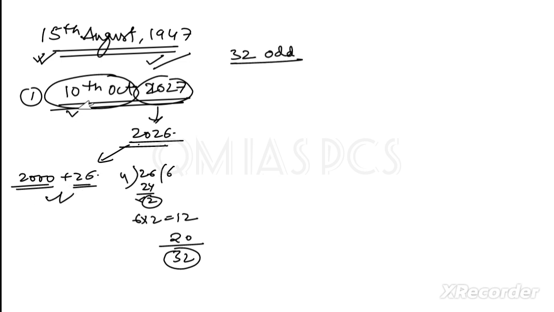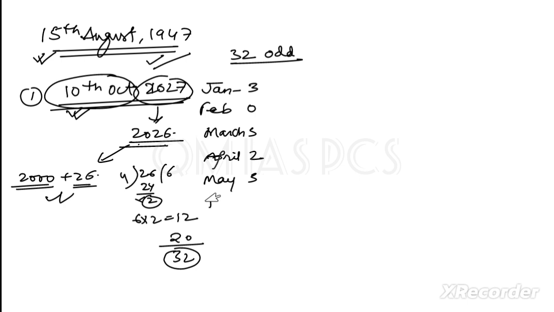Now we have to calculate the number of odd days till 10th of October. So for January we will do the same thing. January is 3. For February, this is for 2027, so it is a non leap year, February is 0. March is 3. April is 2. May is 3. June is 2. July is 3. August is 3. September is 2.